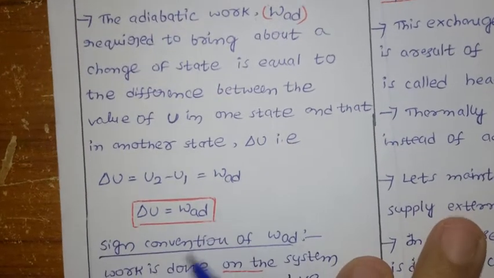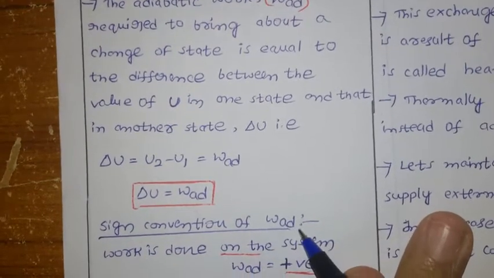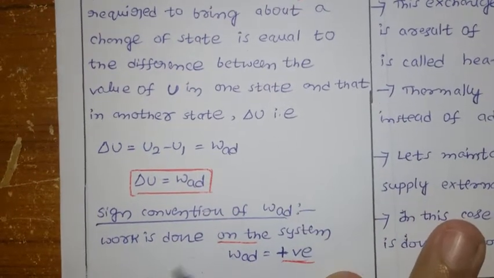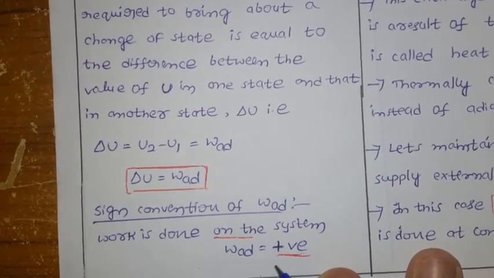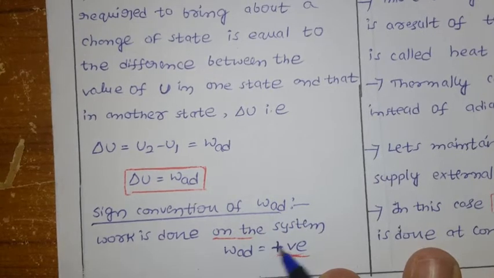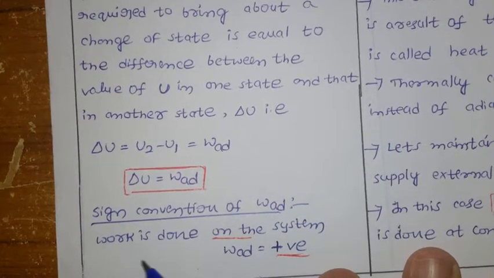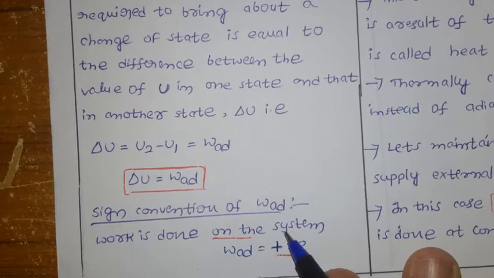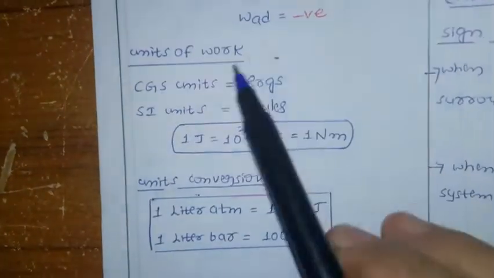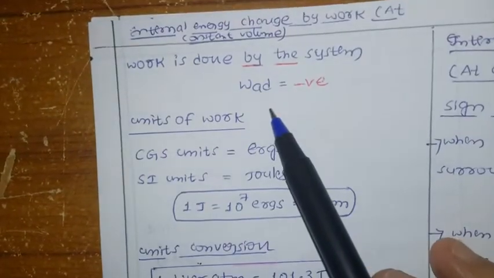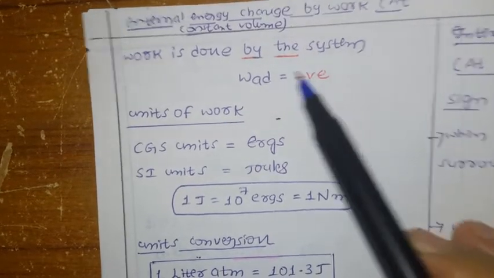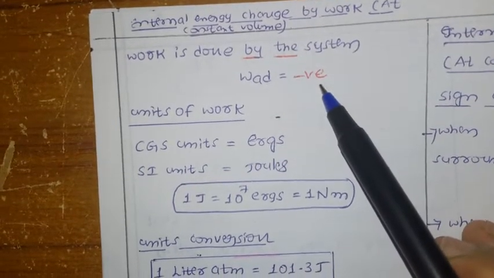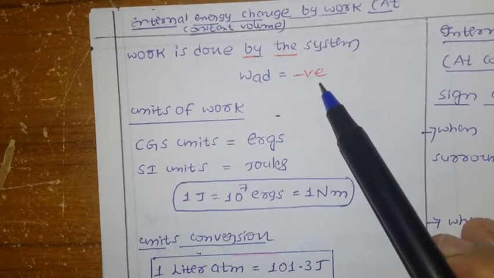Now here we have the sign convention for W adiabatic. If work is done on the system, you have to take W as positive. If work is done by the system, then you have to take W as negative. Now what is the meaning of this? Work done by the system, work done on the system.